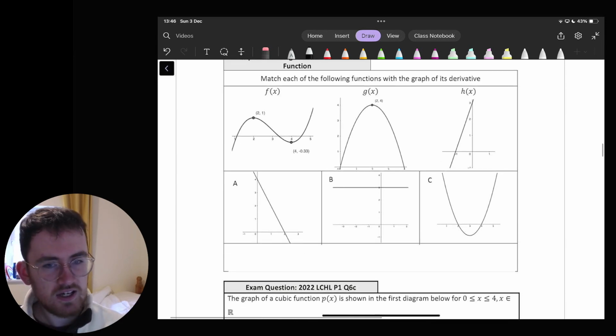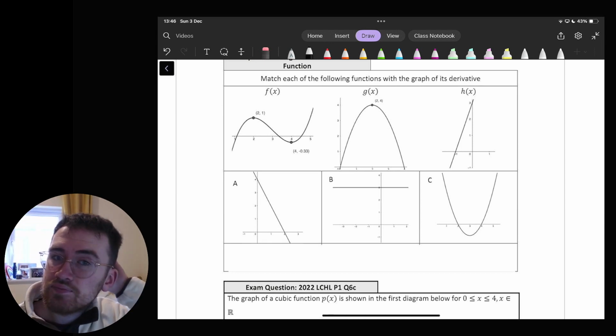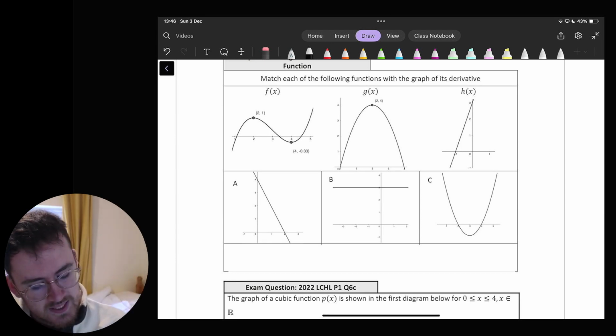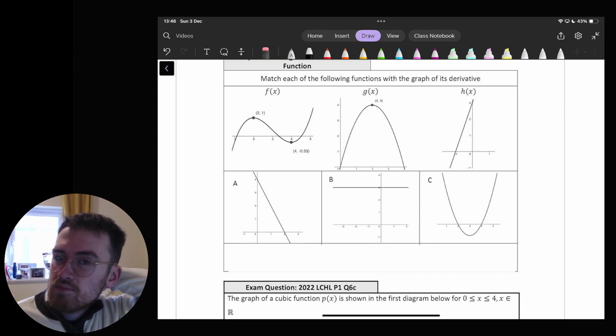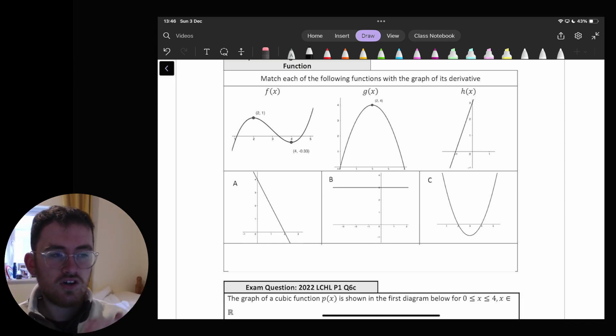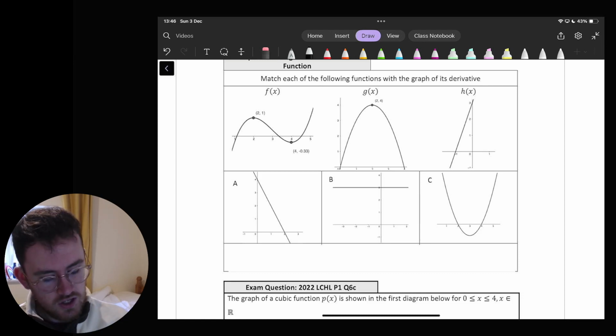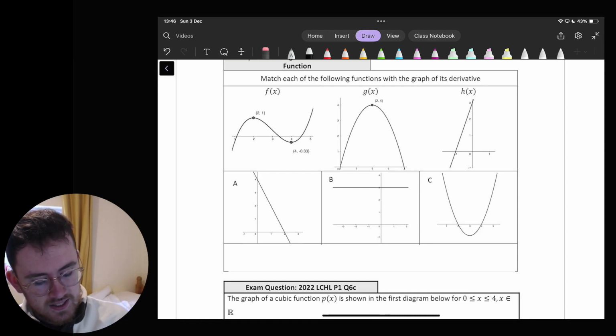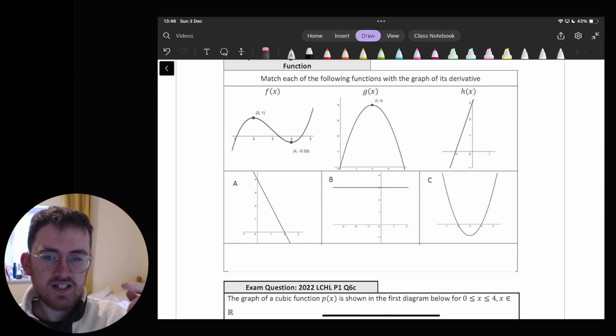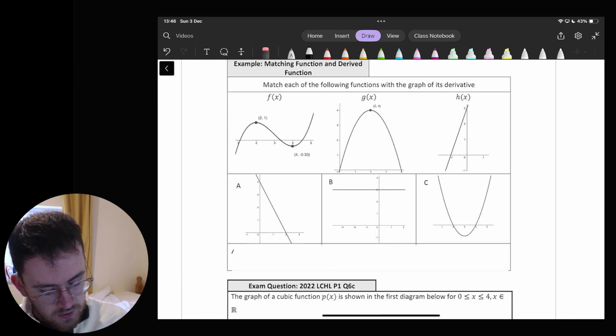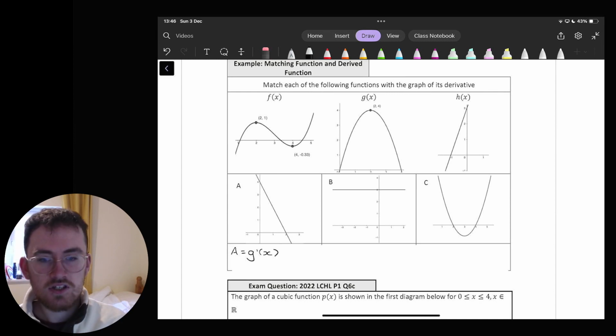So let's start by looking at the derivative ones here underneath, and we'll try and match them back up with which function they are the derivative of. So a is a line. If this is the derivative, it probably started as a quadratic function. So that would probably mean that a must be the derivative of g.